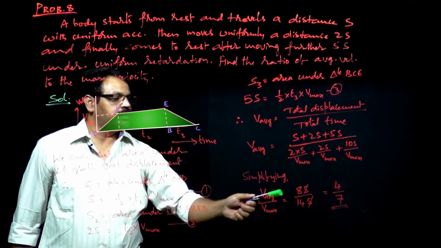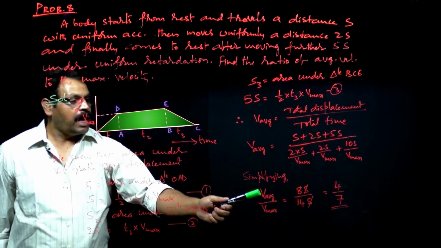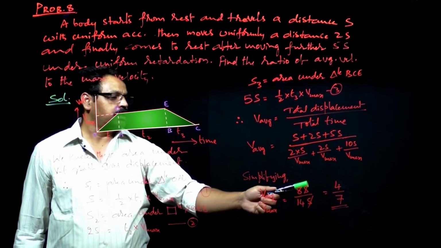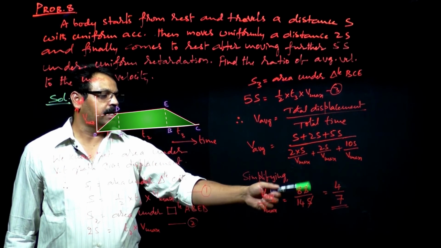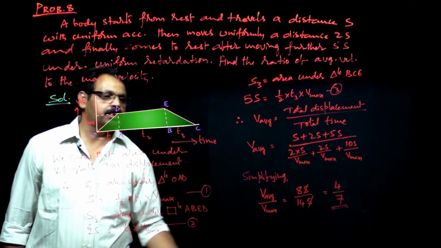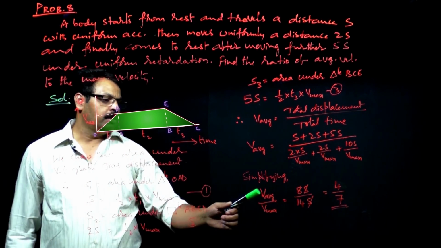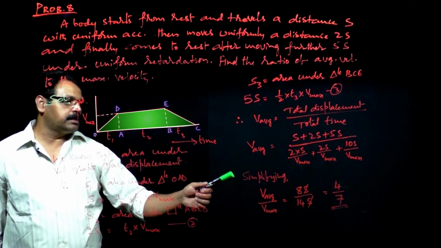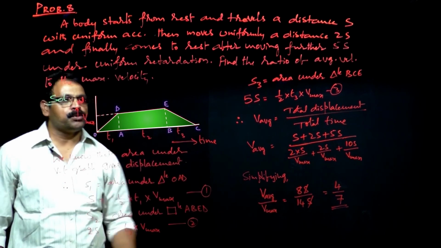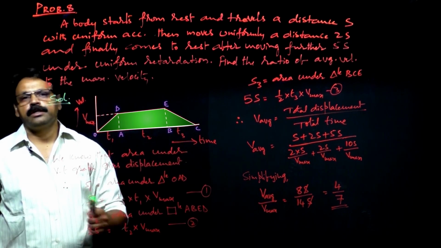Then simplifying this, you get V average to V maximum as 8s by 14s. The s will get cancelled, giving 4 by 7. Therefore, V average to V maximum is 4 is to 7. That is the answer for this problem.